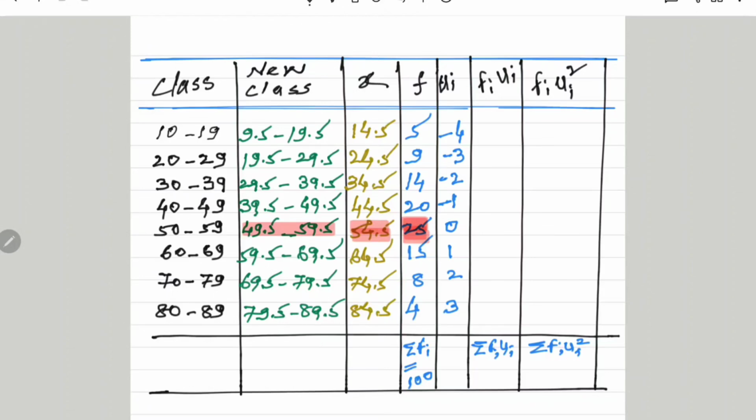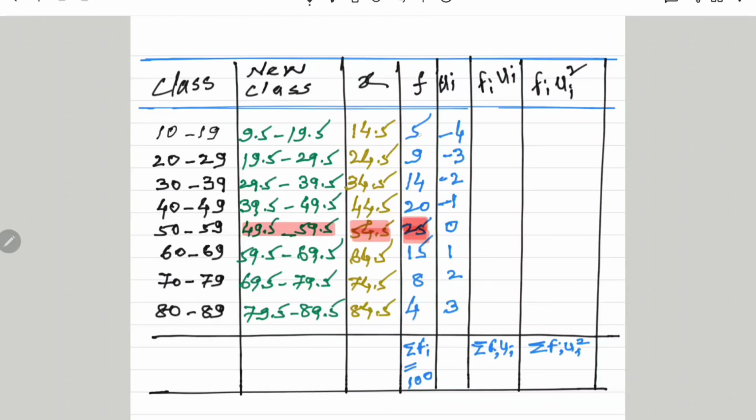This becomes inclusive. And then the midpoint of all these classes. Therefore the midpoint of the first class, take the average value of this. Therefore the average value is 14.5, and as there is a difference of 10, increase it by 10, we get the next one as 24.5, 34.5, 44.5, 54.5, 64.5, 74.5, 84.5, and the corresponding frequencies we write down.